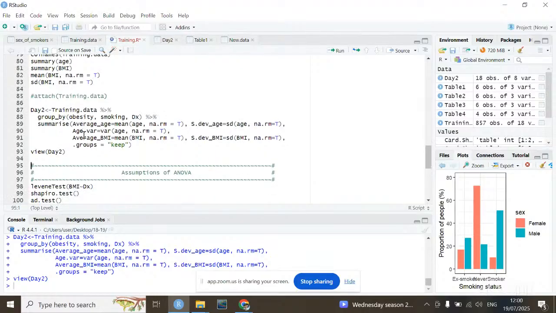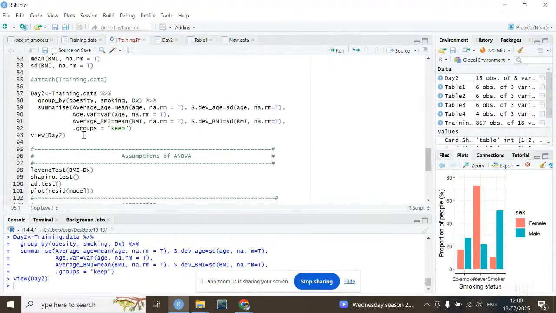Then we go to another part, which normally people don't always do. They normally do very few and they leave out the ANOVA. Before any analysis of variance is done, we need to do some testing. So we have the main assumptions for ANOVA.